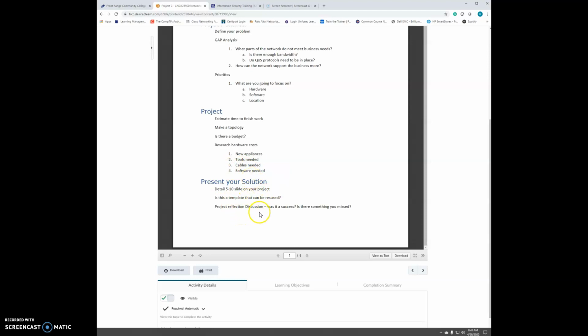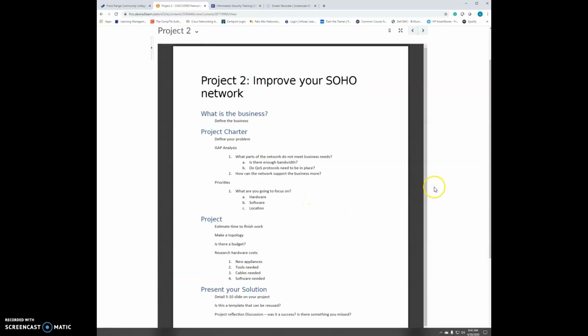Was the project a success? Was there something you missed? In my case, it was a success. It definitely worked. Is there something you missed? I don't think so. I think 2 terabytes may have been way too much just for running QuickBooks on it. I think like 500 would probably have done just as well. Probably could have saved just a little bit of money there, but not a huge concern for me.